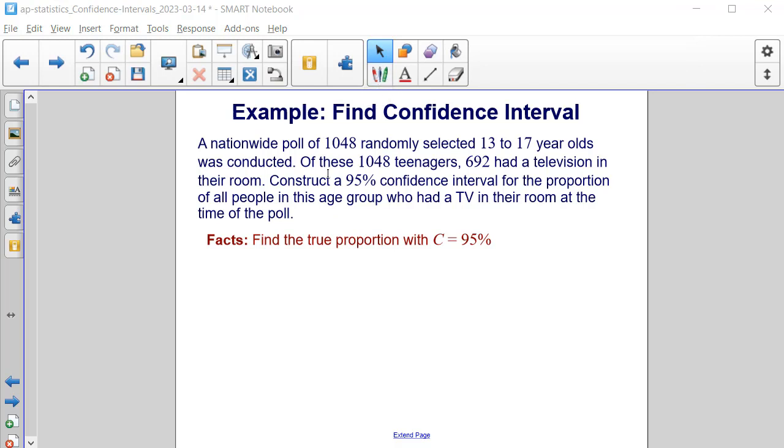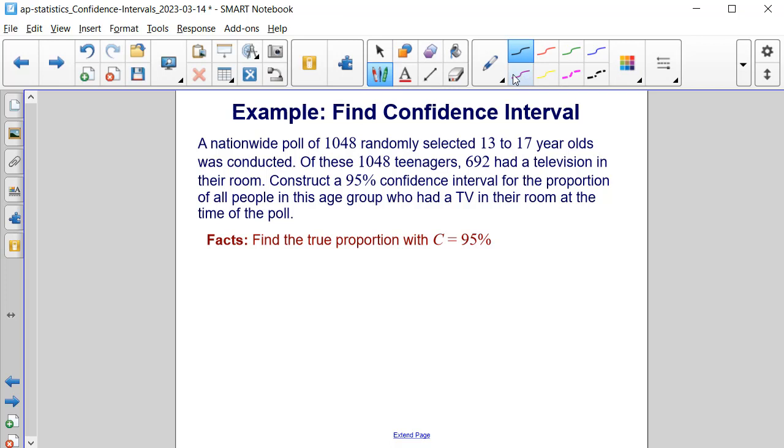The first step in our four-step process is to determine the facts. Well, we're asked in the problem to construct a 95% confidence interval. That means that our C value is 95%.